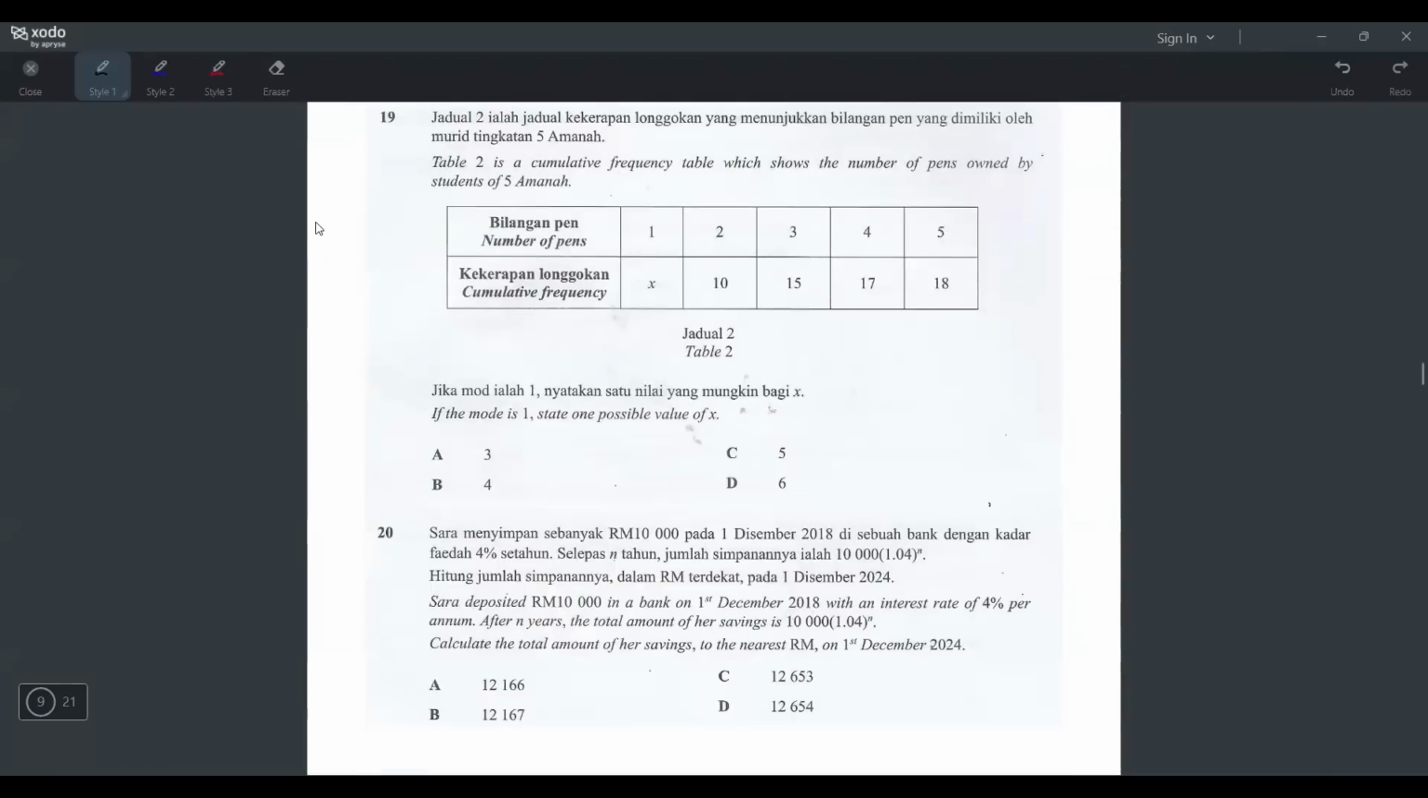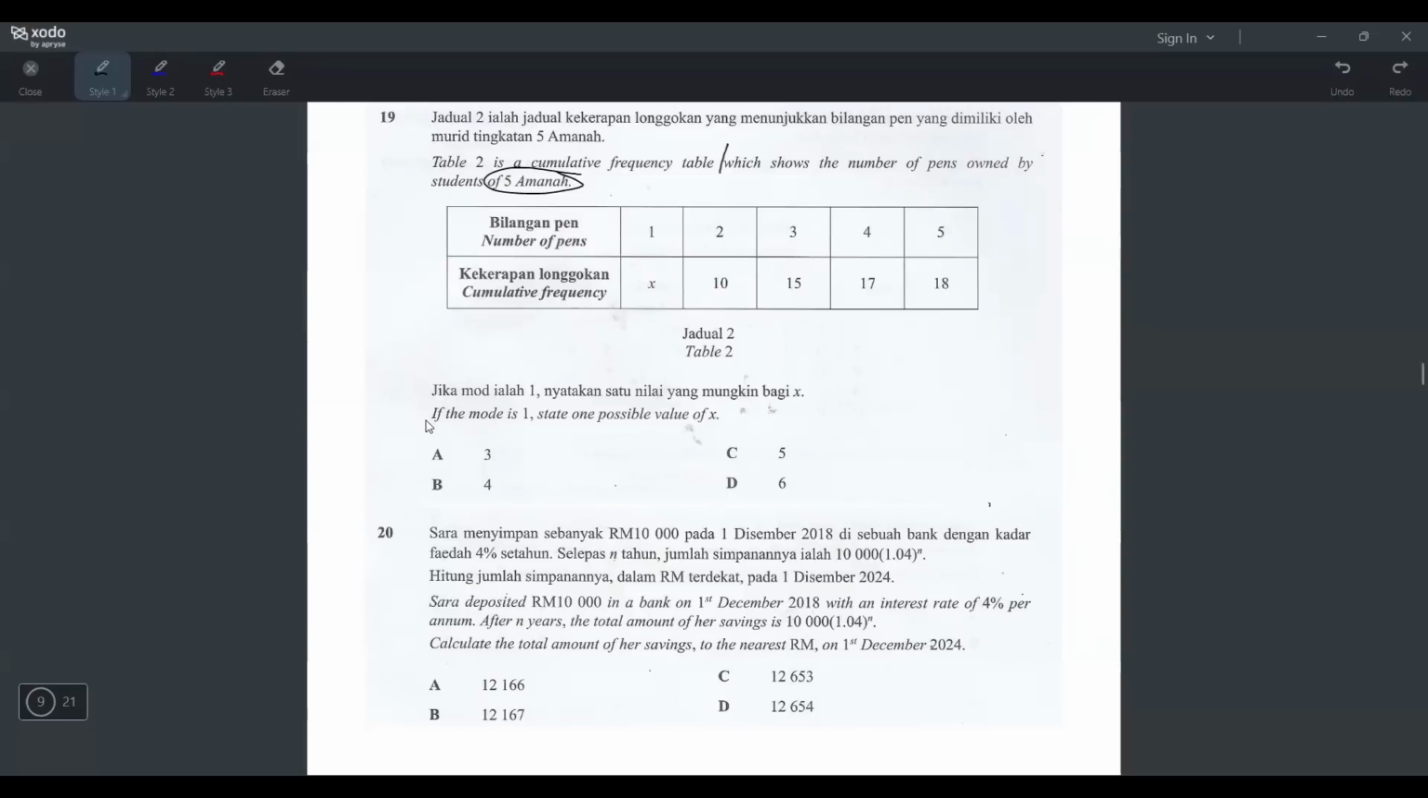Okay, number 19. Apa ini? Table 2 is a cumulative frequency table. Okay, so kekerapan longgokan kan, which shows the number of pens owned by students of 5 amanah. Okay, what is cumulative frequency? Cumulative frequency is the frequency of the class plus with all the previous class. So if I tell you the cumulative is 15, what it means is the 15 come from the frequency of that class plus with all the previous one. Itu maksud dia. Okay, that is cumulative frequency.